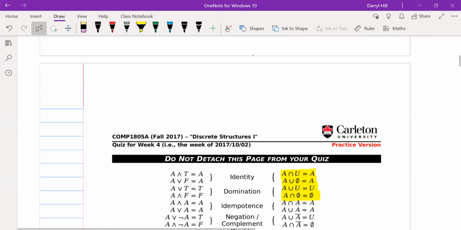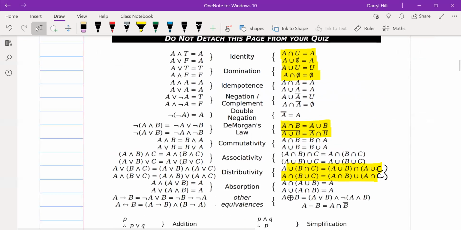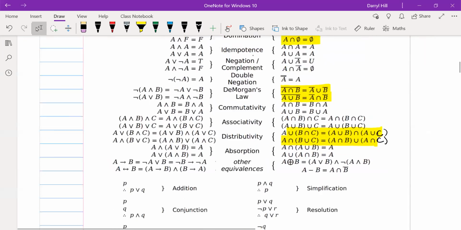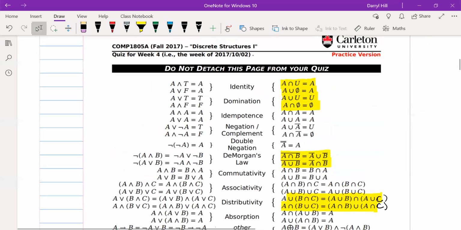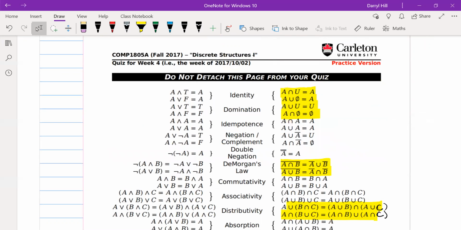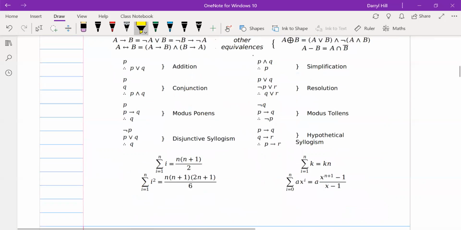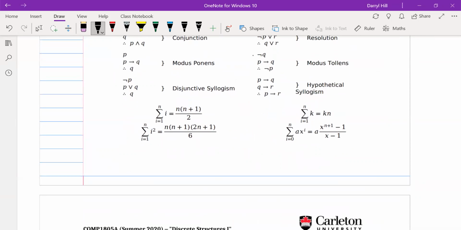All right. Parts of it got cut off, I guess, but this quiz for week 4, oh, this is an old quiz. I think this appears on quiz 3. So if you look back to quiz 3, it's there.